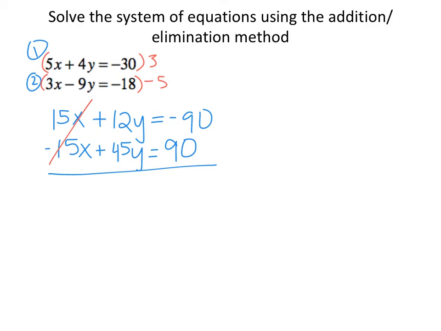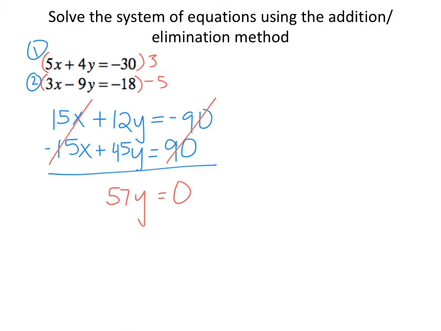12 plus 45 is going to become 57y is equal to negative 90 plus 90. That actually is also 0. But I'm going to carry down the 0 because I don't have anything on that side of the equation, and I need something there. So now I have 57y is equal to 0.